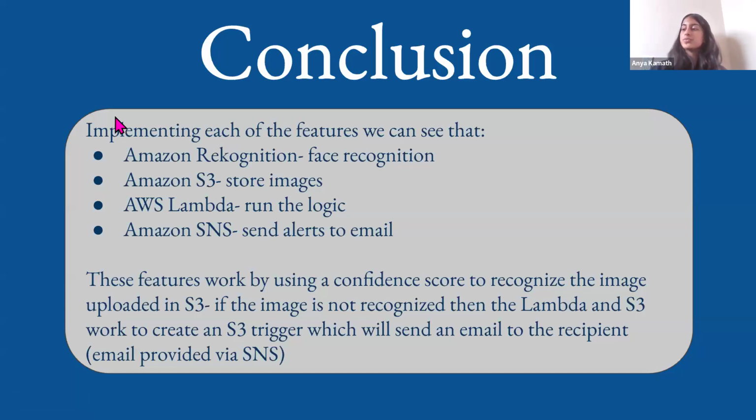And now for our conclusion, which is just a summary of everything that we went through. We used 4 main features. We used Amazon Rekognition, which worked hand in hand with the face recognition. We used Amazon S3 to store the images. We used AWS Lambda to run the logic, and we connected that with the S3 for that S3 trigger, as I mentioned. And we used Amazon SNS to send alerts to the email, which Sai showed you, that when the confidence score wasn't 90% or higher and it wasn't recognized, SNS sends you an email to tell you that there's a stranger alert. And essentially, this was our project.